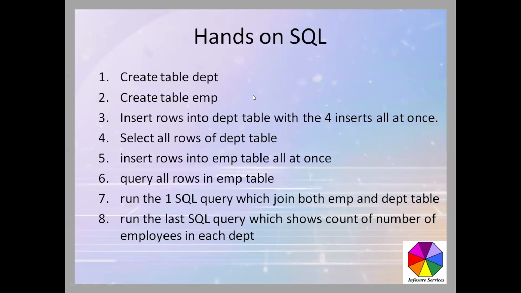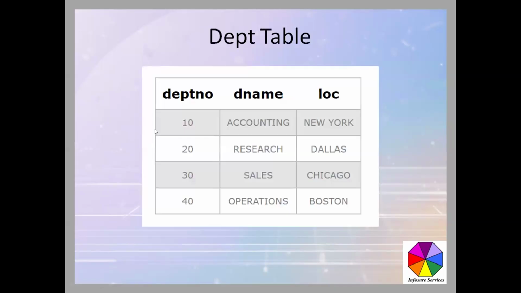Just to tell you, there are two tables here: department and employee. I will show you for this hands-on. This is how the department table looks. It's like various departments of a company, accounting, research, like that. So three columns in the first table. Department number is a primary key and unique. This column name is DNAME, so department name. LOC is the column name for location of the department.